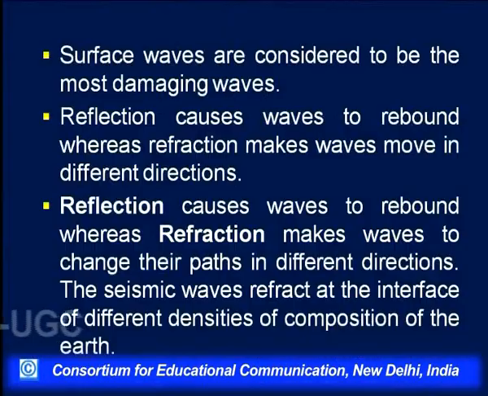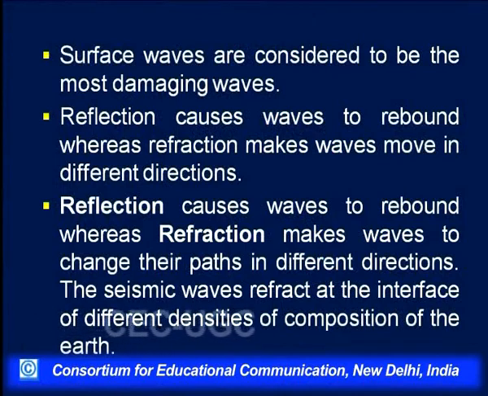Now, the third type of waves, as we talked about before, are the surface waves, which are considered to be the most damaging waves for the simple reason that they act above the surface, that is the physical world. Our existence over and above the surface is directly affected by the surface waves of the earthquakes. So here we understand that the reflection causes the waves to rebound, whereas the refraction makes the waves move in different directions.